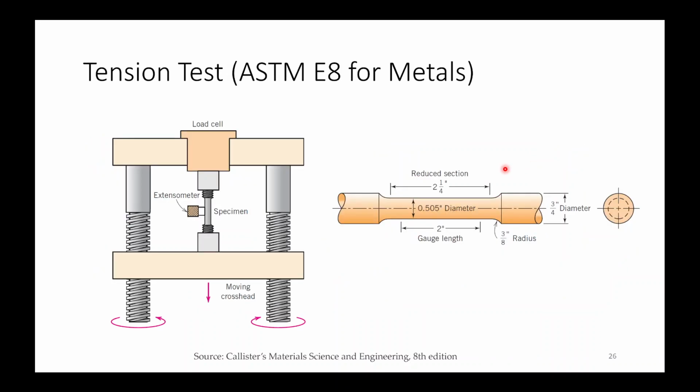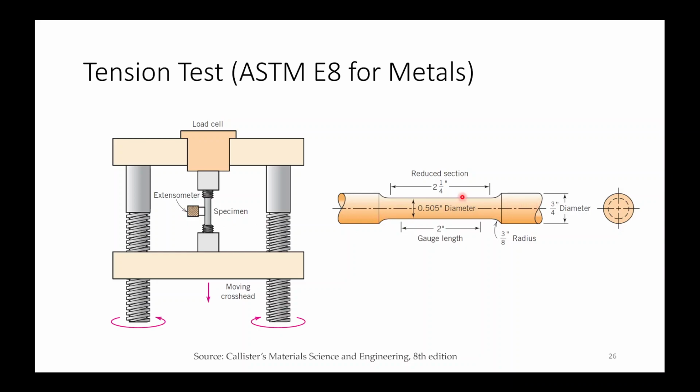Now this is the tension test. Here this is a screw driven type of UTM machine. Your moving head is moving at a particular extension rate, and the load is measured using a load cell. Then this is your extensometer. An extensometer is used when we want to measure elastic modulus more accurately for metallic samples. So this will give you a more accurate elastic modulus.